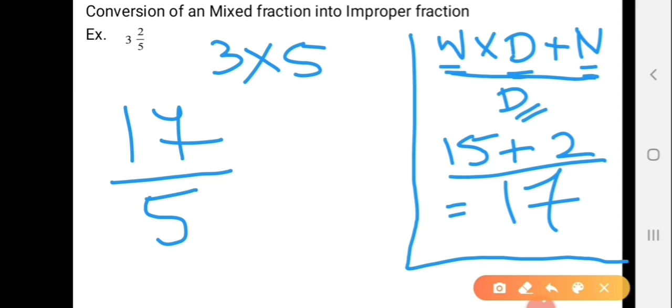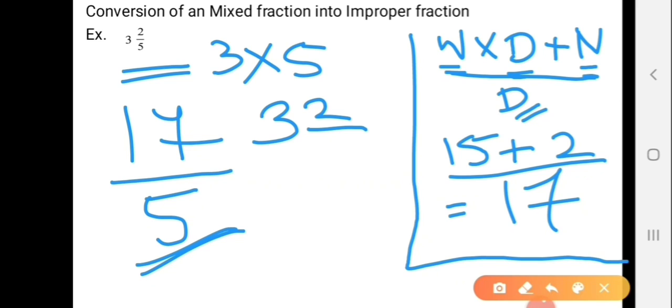So the answer is 17 by 5. So this is equal to this. So our final answer will be 3 2 by 5 is equal to 17 by 5. So easy, right?